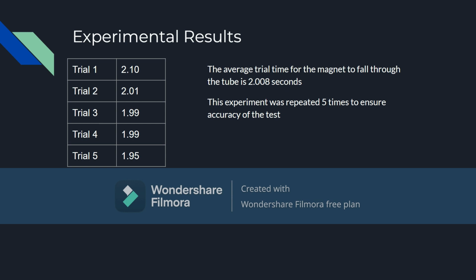Experimental results. For trial 1, I got 2.1 seconds, trial 2, 2.01 seconds, for trials 3 and 4, 1.99 seconds, and for trial 5, 1.95 seconds. The average trial time for the magnet to fall through the tube is 2.008 seconds. This experiment was repeated 5 times to ensure accuracy of the test.